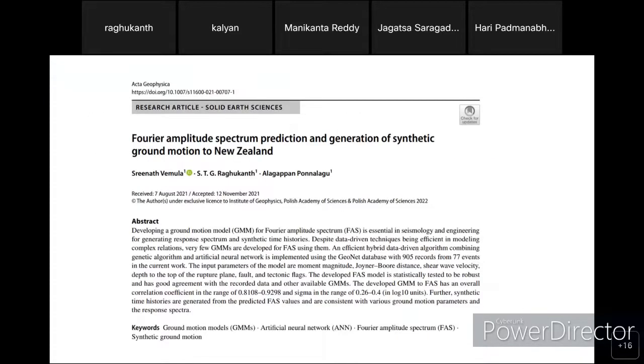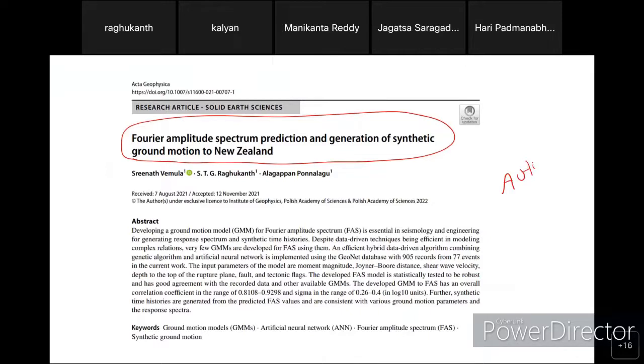So this work is already available in this paper, which got published, I think, last year. This paper is also available on ResearchGate, and you can download it. If you want to know more information, you can go through this paper itself. So this is one application of an auto encoder combined with a shallow neural network.